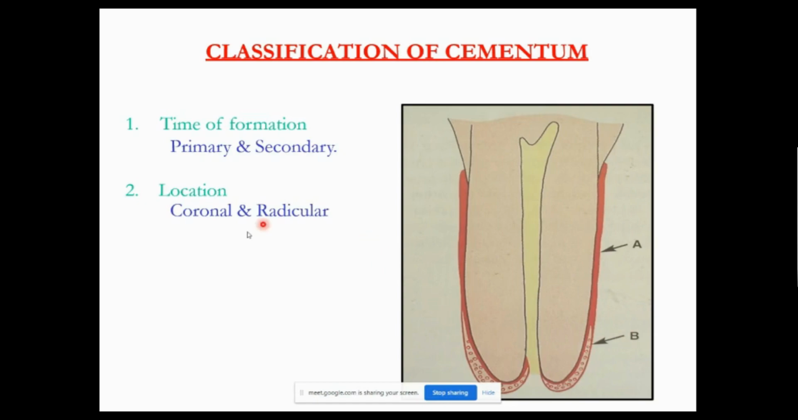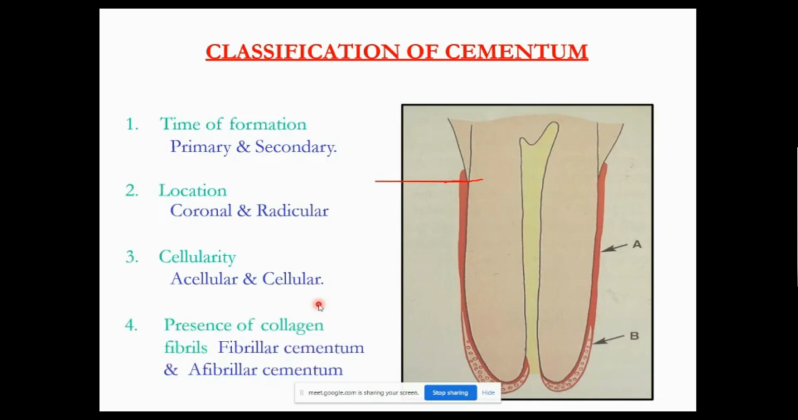The second is coronal and radicular. What do you understand by that? This is the enamel, dentin, okay? Radicular dentin, pulp. This is the coronal dentin. The brown structure which you're seeing is the cementum. So whatever is covering the crown here, that's the coronal cementum, and the cementum which covers the root is radicular. This we've finished, acellular and cellular, we discussed also.